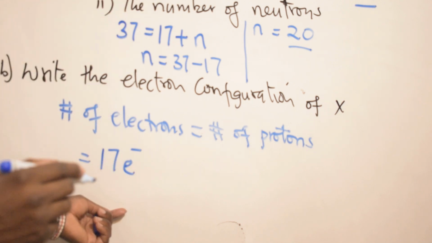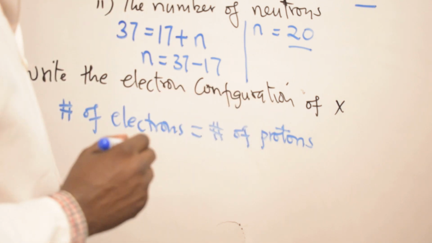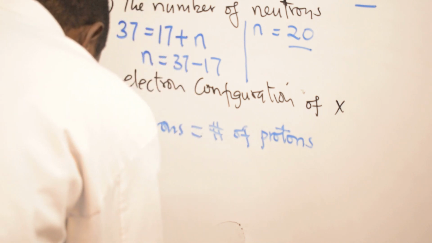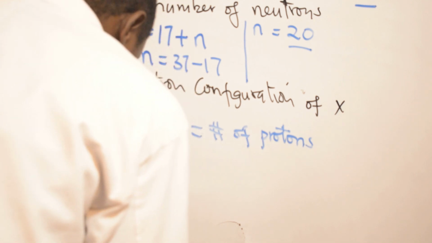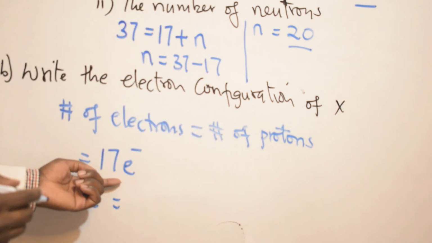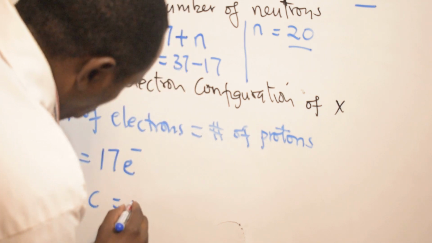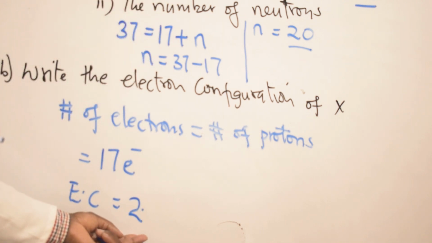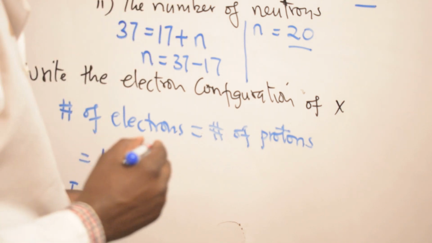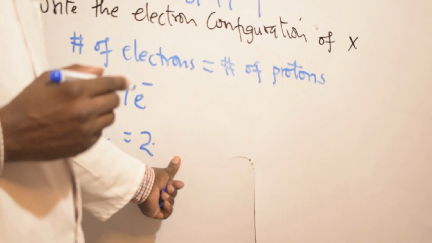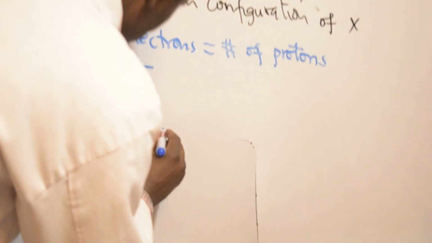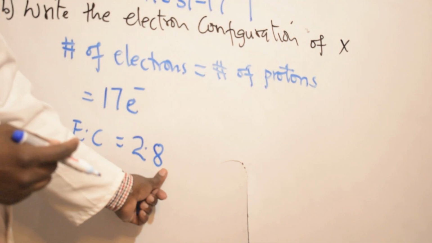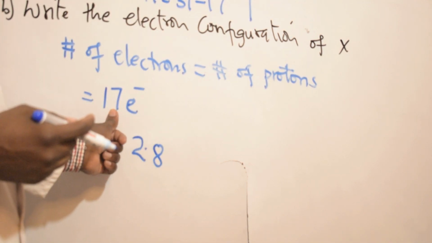So let's write the electron configuration of X. The electron configuration will be as follows. The first energy level holds 2 electrons, and therefore I'm going to have 2 in the first energy level. Then the second energy level holds 8 electrons, so I'm going to have 8. If you sum this, I have 10, and therefore 7 remains.